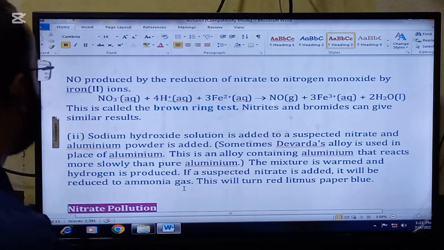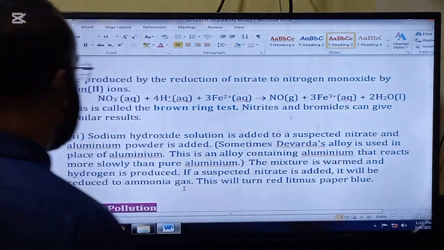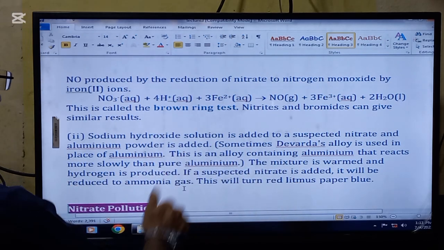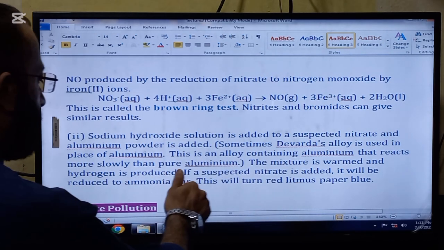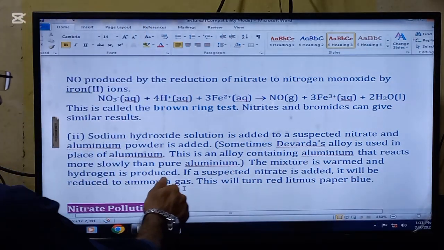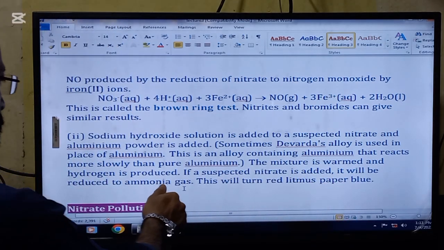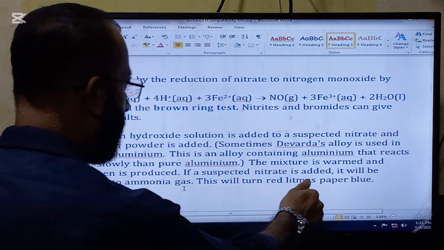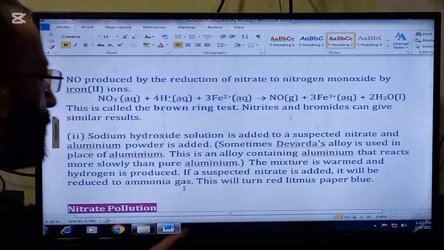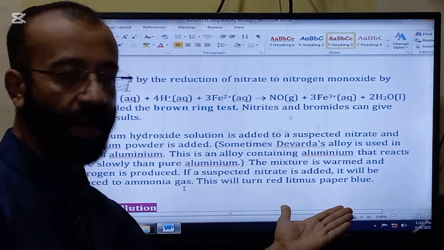The other test is that sodium hydroxide solution is added to a suspected nitrate. So sodium hydroxide will be added and aluminium powder is added. This is an alloy containing aluminium that reacts more slowly than pure aluminium. The mixture is warmed and hydrogen is produced. If a suspected nitrate is added, it will be reduced to ammonia gas. This will turn red litmus paper blue.